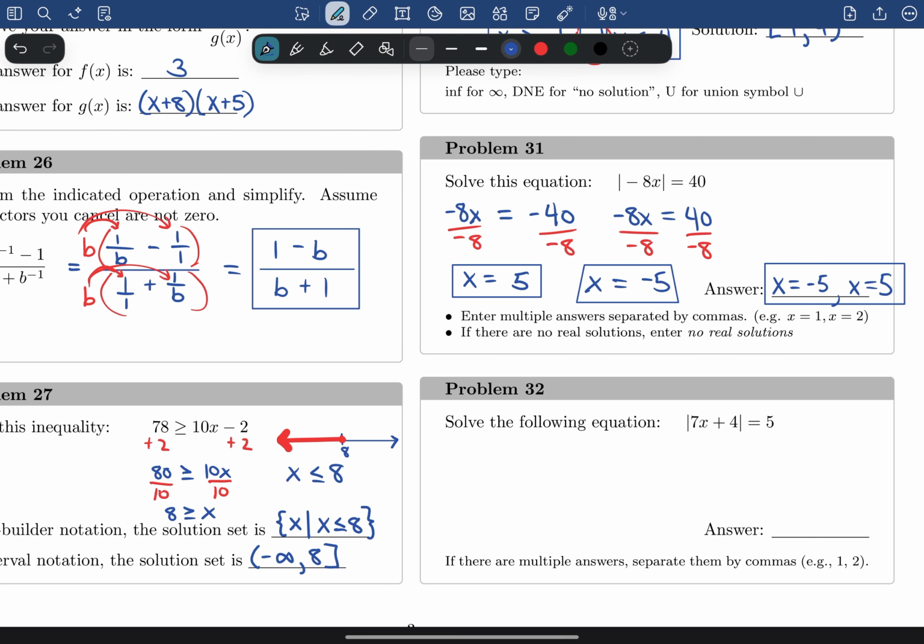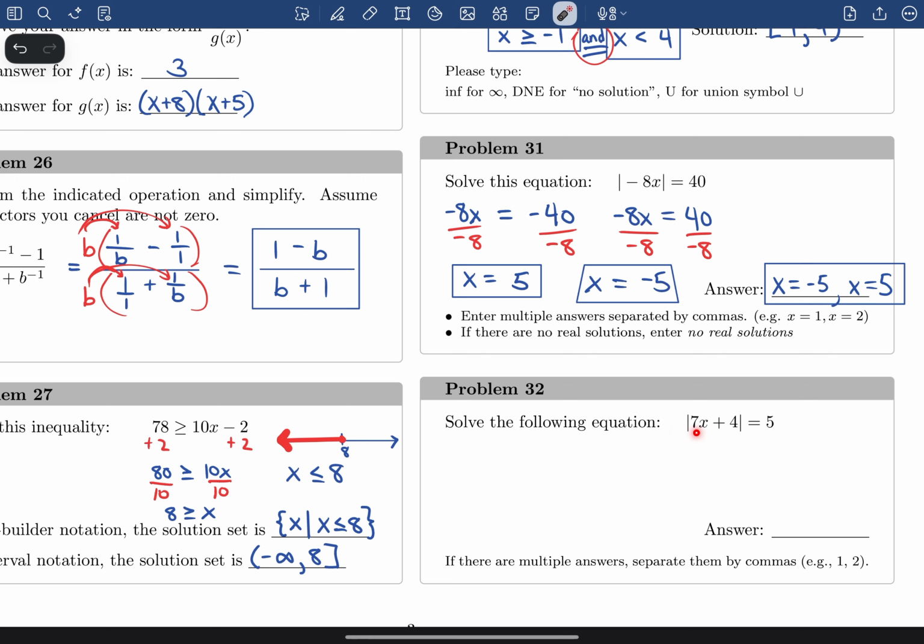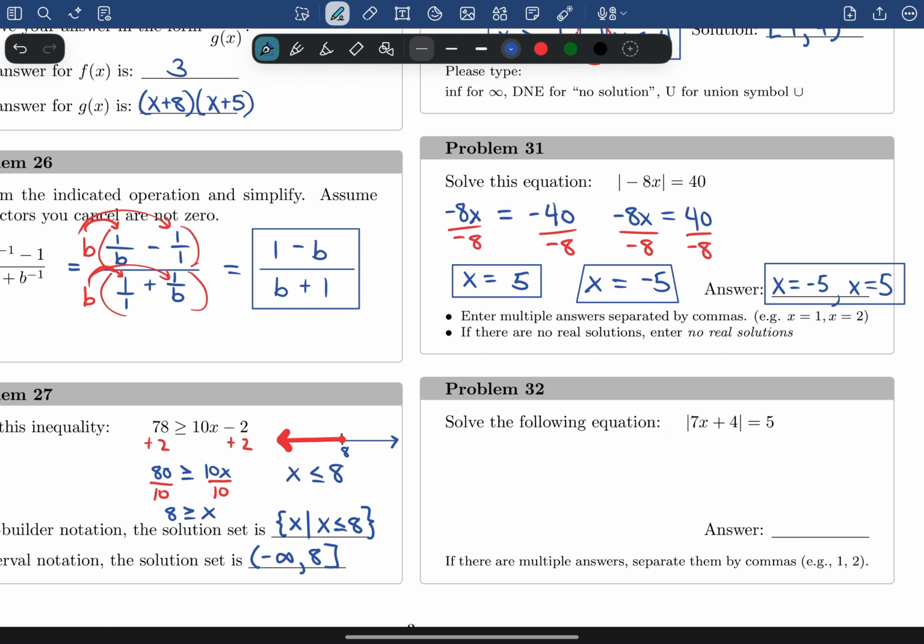Here's problem number 32. Solve the following equation: the absolute value of 7x plus 4 equals 5. It's done the exact same way. To drop the absolute value symbols, we have to create two separate equations: 7x plus 4 equals -5, and then also 7x plus 4 equals 5.